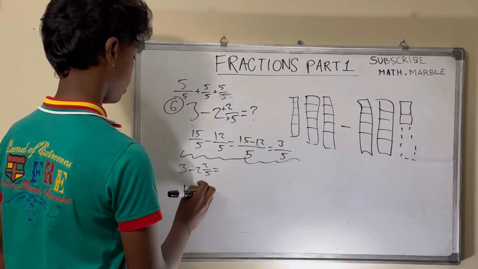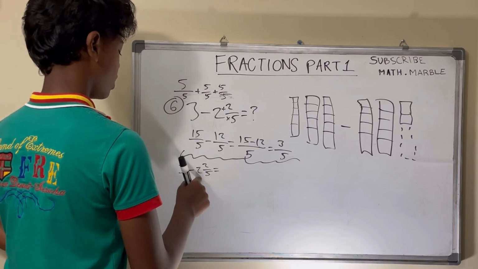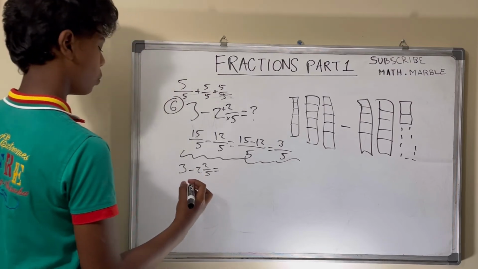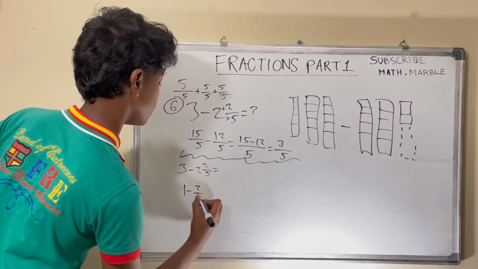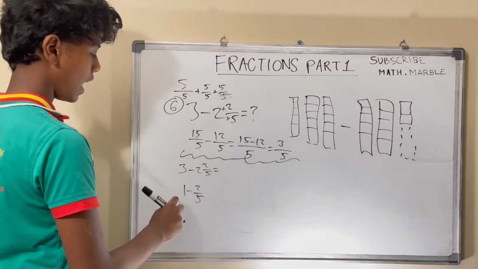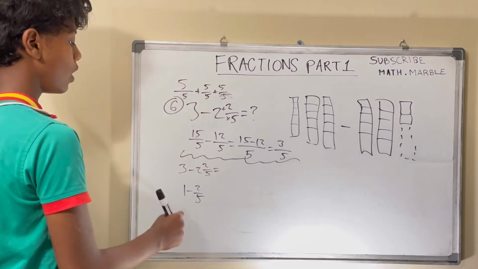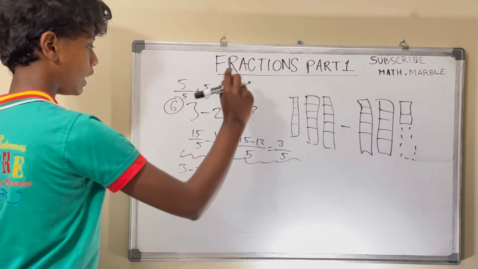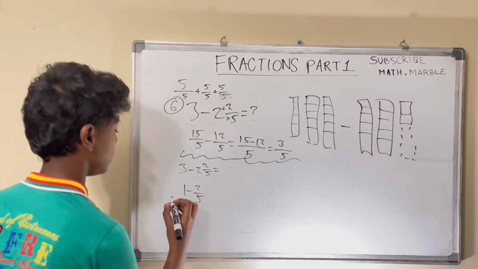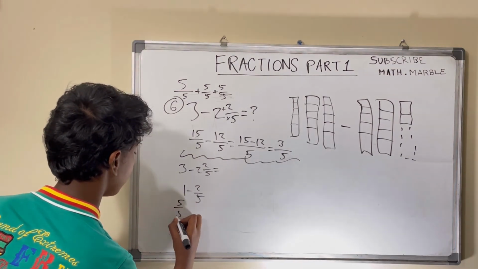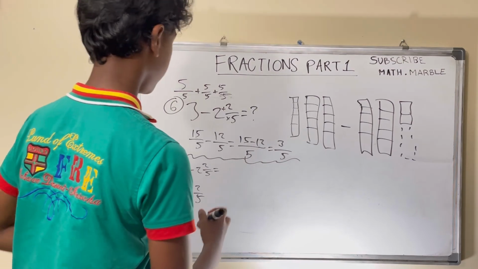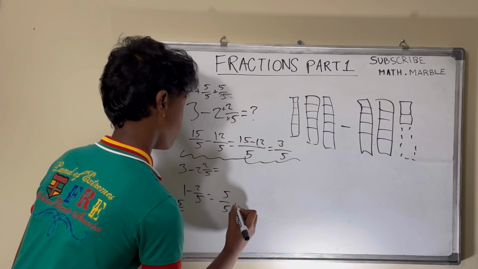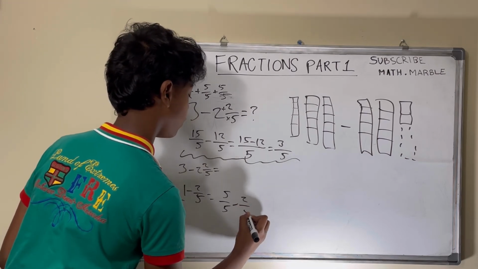And now we have to do this part. Now we still have 1. The question is basically saying 1 minus 2/5, right? And as I showed over here, 1 is equal to 5 over 5 because our chocolate bars are divided into 5 pieces each. 1 is equal to 5 over 5. So how we can write this is 5 over 5 minus 2 over 5.